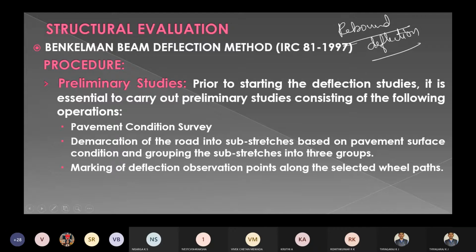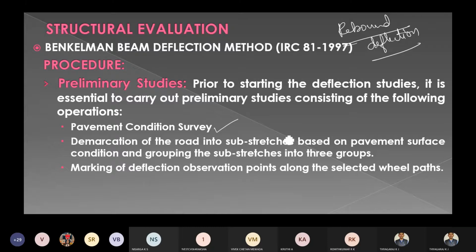So there will be n number of roads. For that you will be conducting this structural evaluation using a Benkelman beam study. Before conducting that BBD study, first we have to conduct some preliminary survey, that is an earlier stage survey. The first one is the pavement condition survey. So looking at the pavement and checking the condition of the pavement, we are going to conduct it.